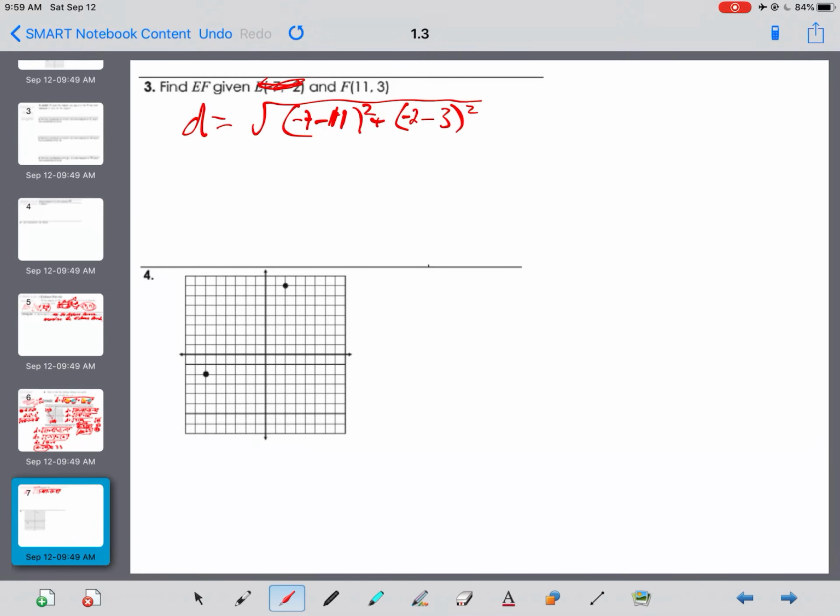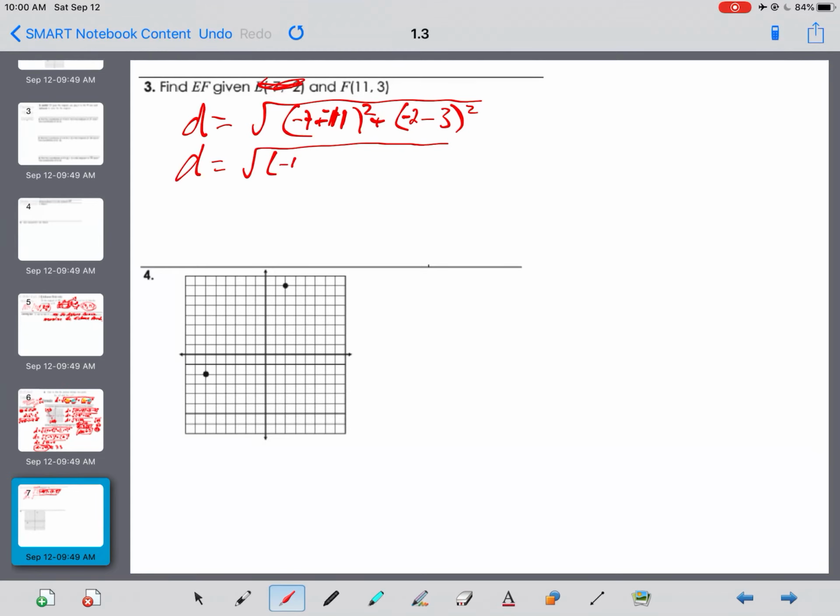Don't mix them up. If you need to, scratch it off once you plug it in. That way you don't mess it up like I almost did. And we just do the math, one part at a time, right? The square root symbol acts like a parenthesis, so we have to do what's in there first. And then inside that, we have a parenthesis. So PEMDAS says parentheses first.